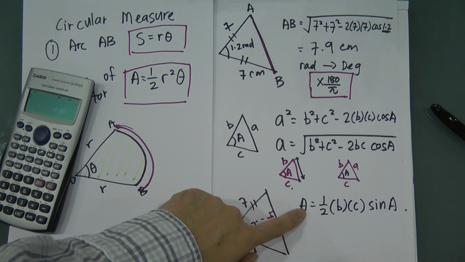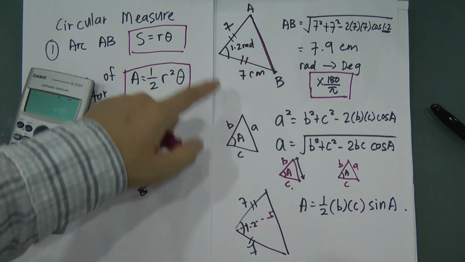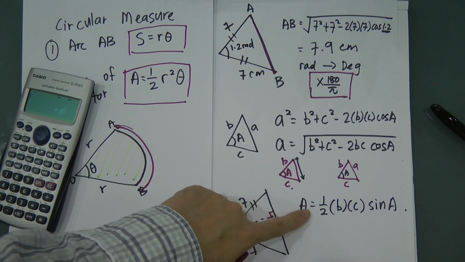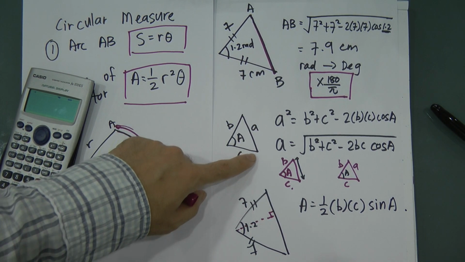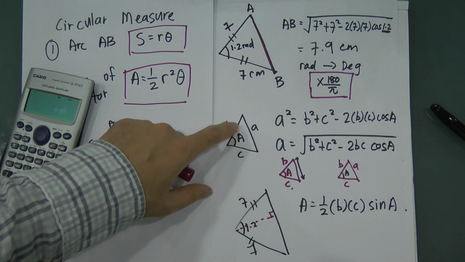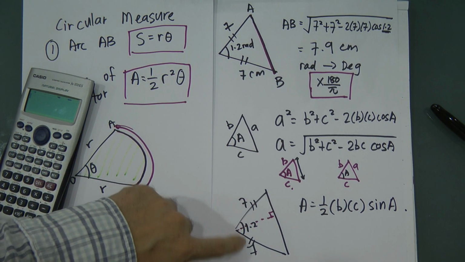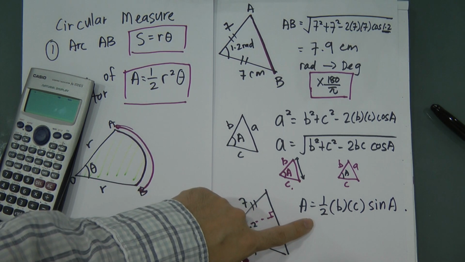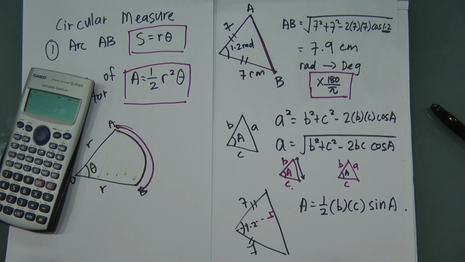To use this formula, you need the same condition as the example. Like this one, if this is triangle ABC, you need the length of b, the length of c, and the angle A. It means the same thing: you need two lengths and the one angle in between. Then you can easily use this formula to find the area of this triangle.